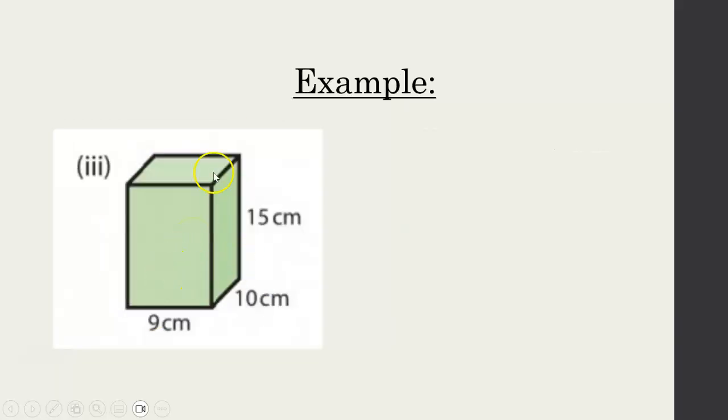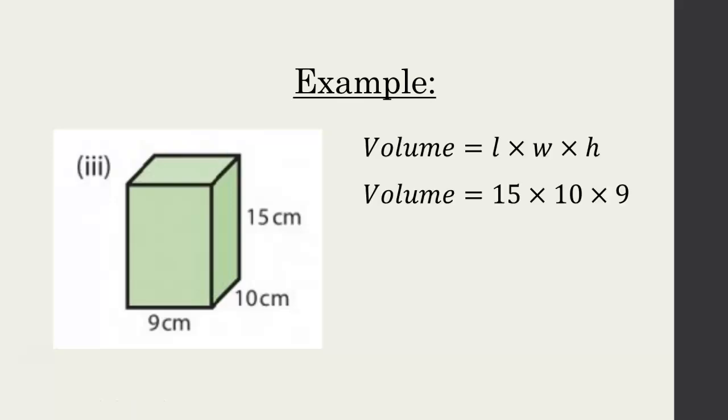So, looking at this example, how would we find how many centimeters cubed are in this object? Well, I know there's a width here, there's a length here, and then I have a height. So I can just multiply them all together, and I can get the volume. So I have 15 times 10 times 9.